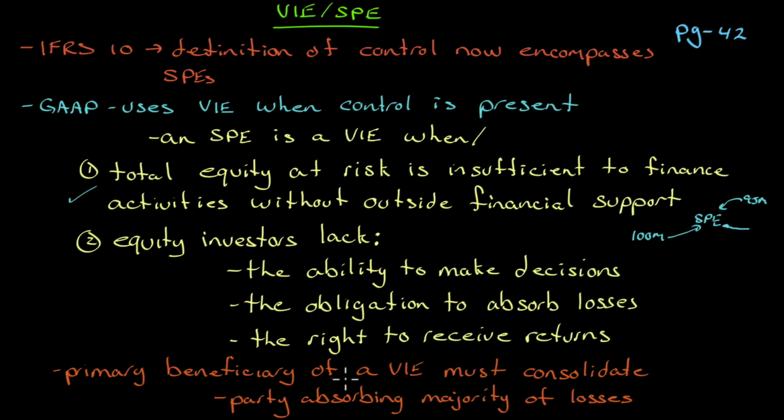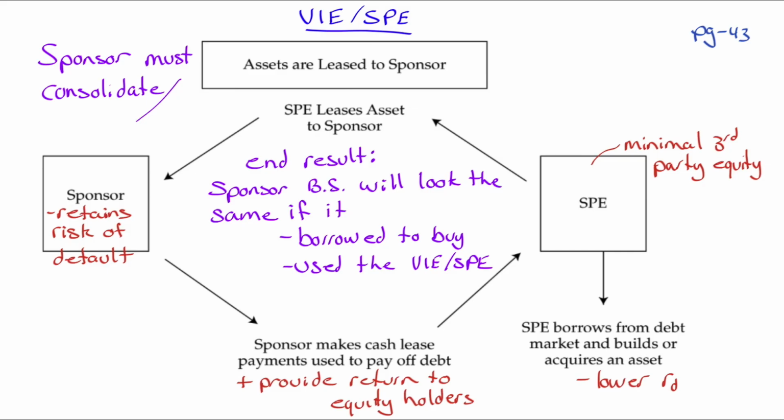The primary beneficiary of a VIE must consolidate. And the easiest way to tell who the primary beneficiary is, is the party absorbing the majority of the losses. So let's look visually at a situation that would classify as a VIE. So what we have here is an SPE. Let's just look at the squares and the arrows, and I'll explain the writing as we go along. And we'll see at each stage what criteria are being tripped up to turn this SPE into a VIE.